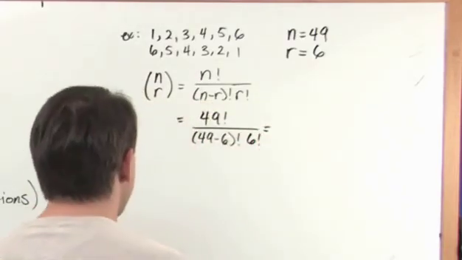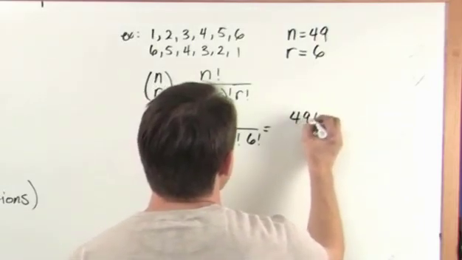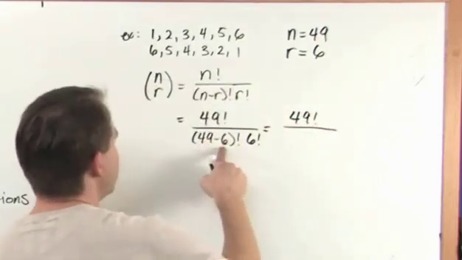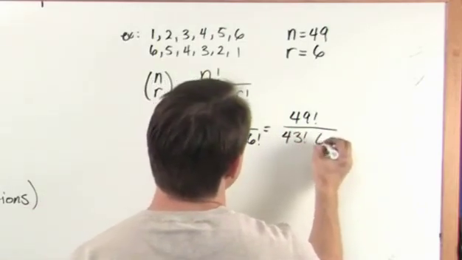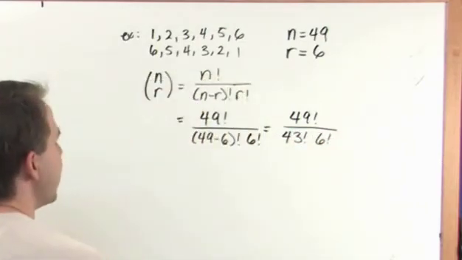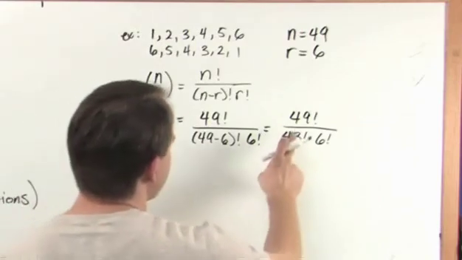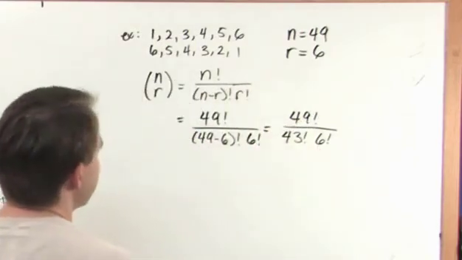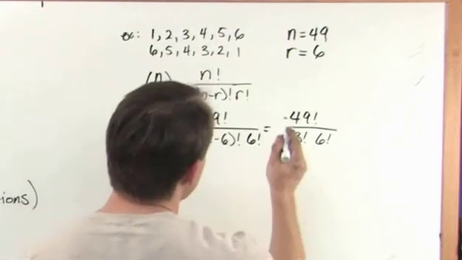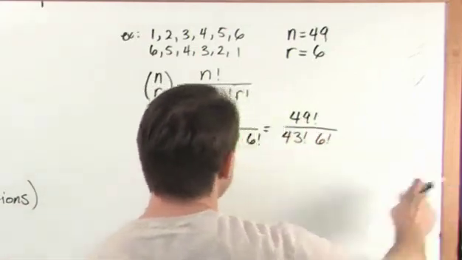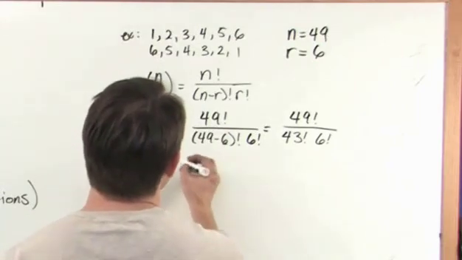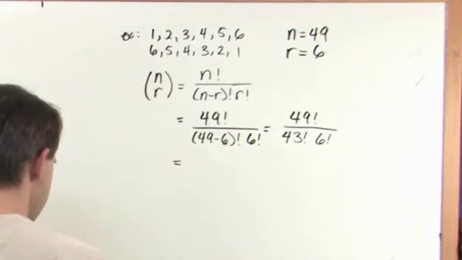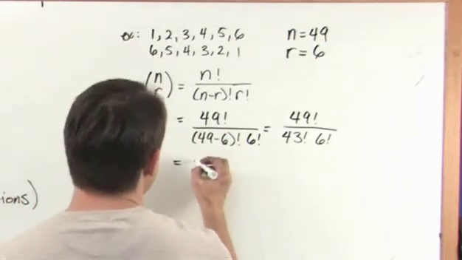Over here, what you're going to have is 49 factorial over, since 49 minus 6 is 43, 43 factorial times 6 factorial. Now, you should know that these factorial numbers are going to be huge. If you put 49 factorial in your calculator, that's 49 times 48 times 47 all the way down to 1. It's going to be a very, very big number. So rather than try to do that calculation, let's think about what this means.